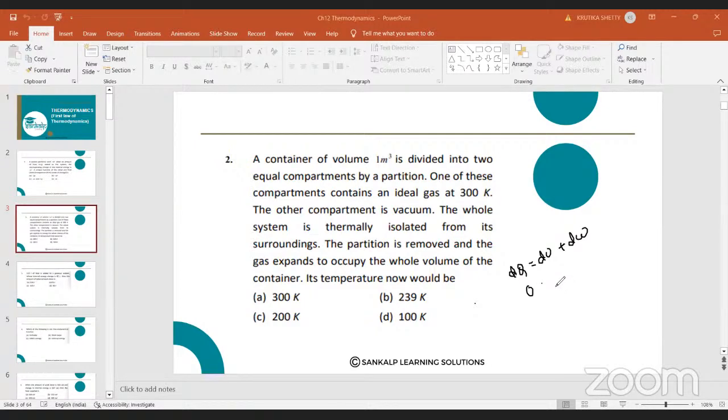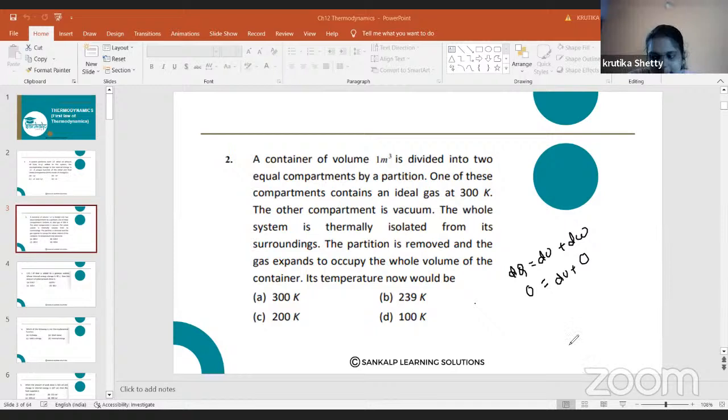U is constant here. But we know that the internal energy is a function of temperature. Therefore, as U is constant, T is also constant. How much will it remain? It will remain 300 Kelvin. So this is the solution of your answer. It is 300, option A. So let us go for the next question.